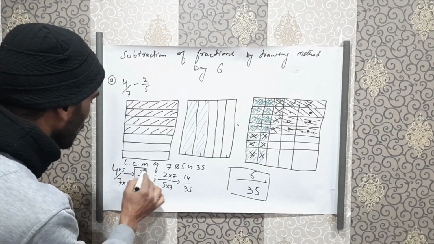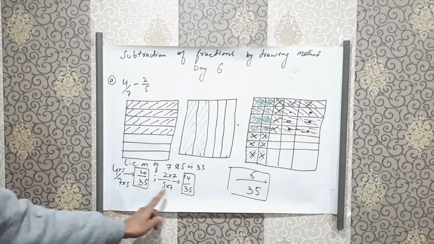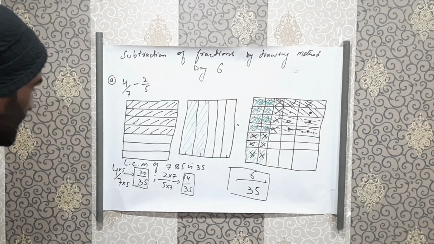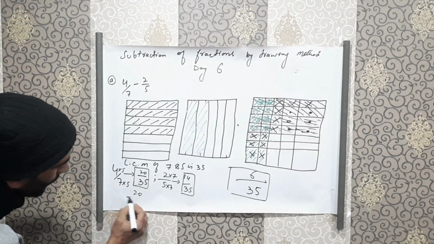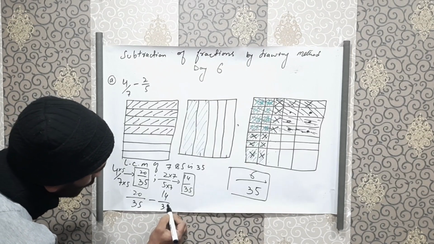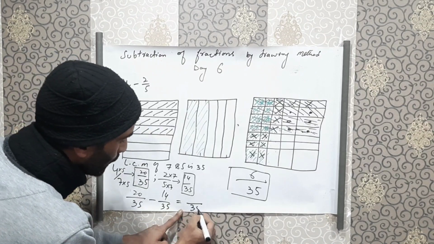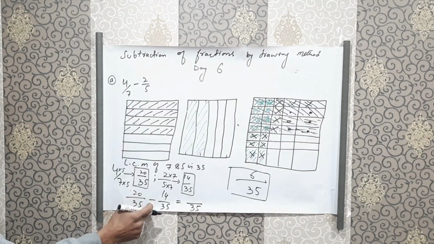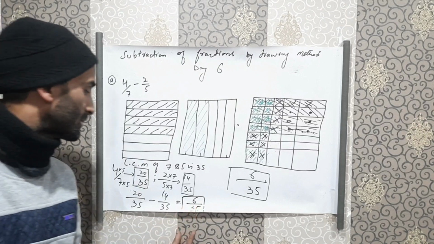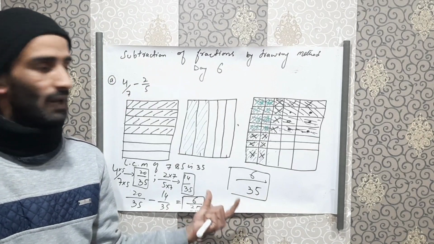Now you can see both the fractions are like fractions. Why? Because their denominators are the same. Now the last step, we have to subtract the equivalent fractions, that is 20 by 35 minus 14 by 35. You can see the denominator is the same here, so we can write 35 downside, and upside directly 20 minus 14, that is 6. So by this way also we got the answer 6 by 35, and by this way also we got the answer 6 by 35.